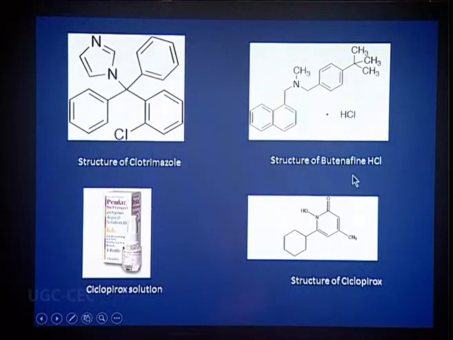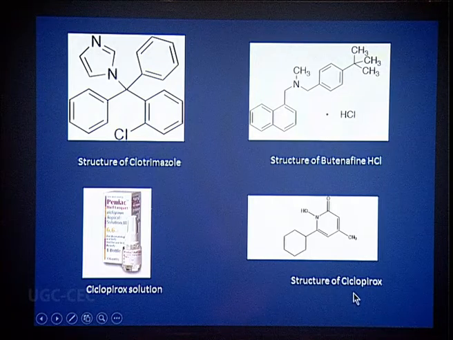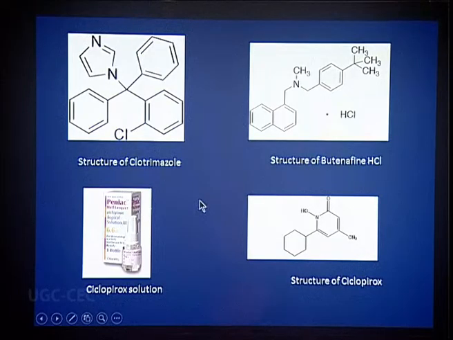Now there are drugs, and these include both systemic as well as topical, because topical drugs are more important, and that may be clotrimazole, butenafine, or ciclopirox. Ciclopirox is actually a solution, commonly marketed as Penlac, and it is just like a lacquer, meaning you are applying nail polish, but this nail polish contains the medication. So people will not apparently understand that you are applying the drug, and that is good also.